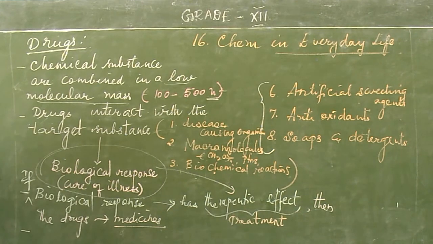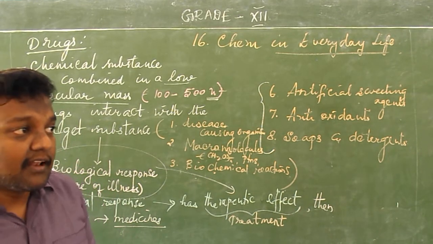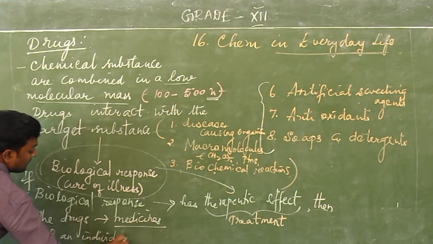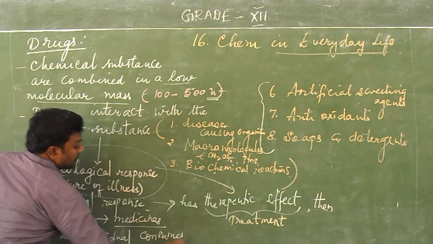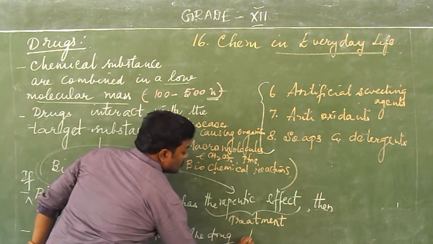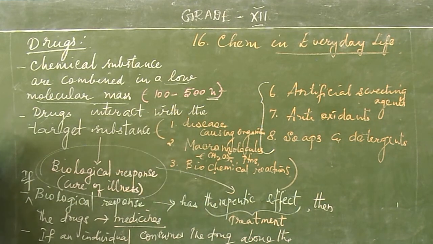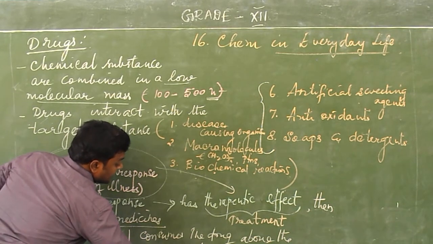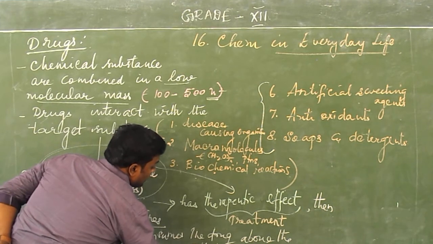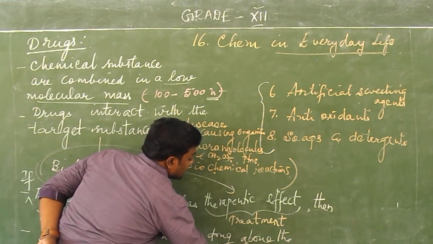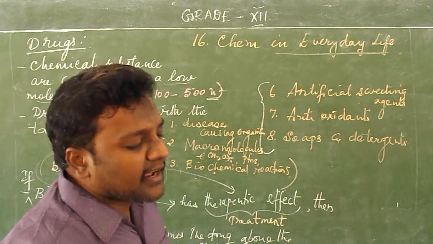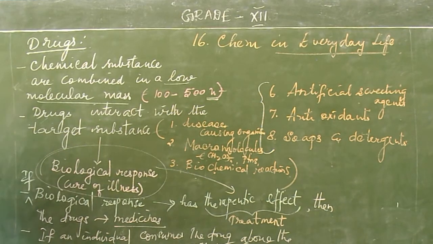Next slide. If these drugs or medicine are administered by a person, or taken by a person, above the recommended level, then we are calling it a potential poison. If an individual consumes the drug above the recommended level, then it becomes a potential poison. Understood? They will ask you in the examination: what is potential poison? If the drug or medicine has been taken by an individual above the recommended level, then we call it a potential poison.